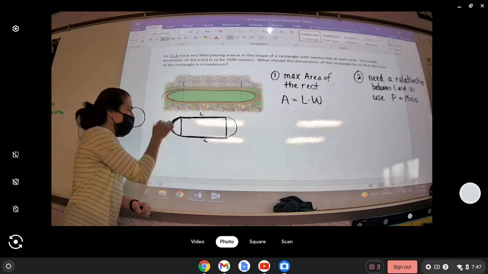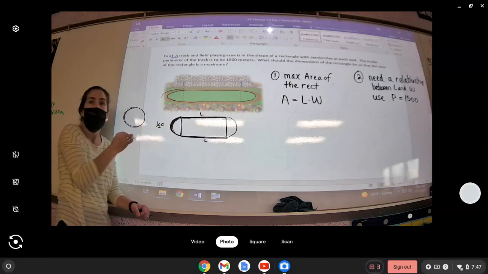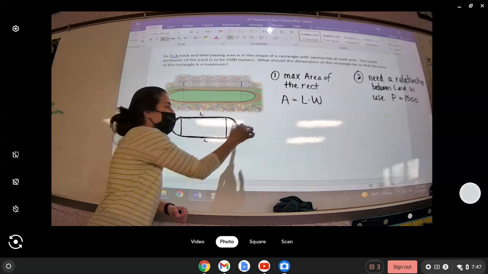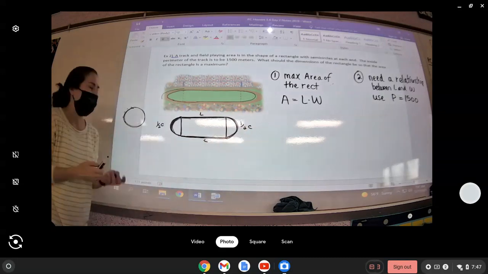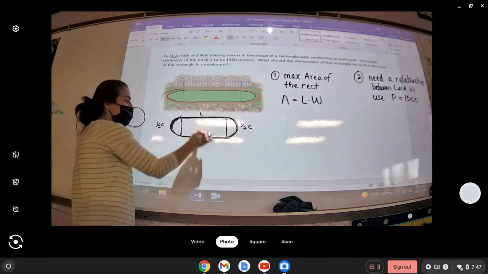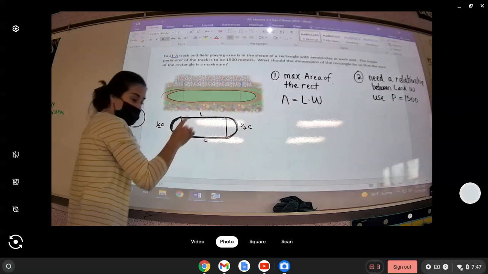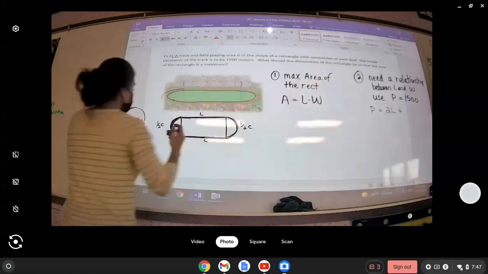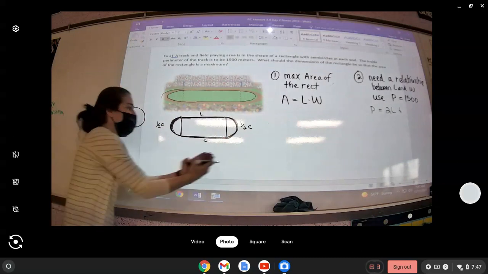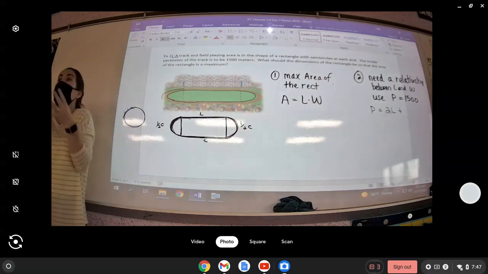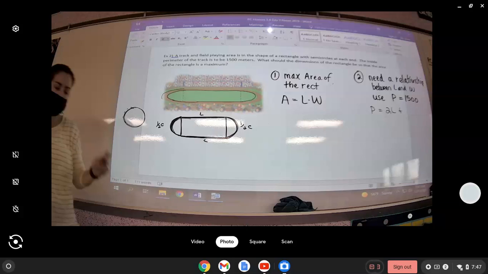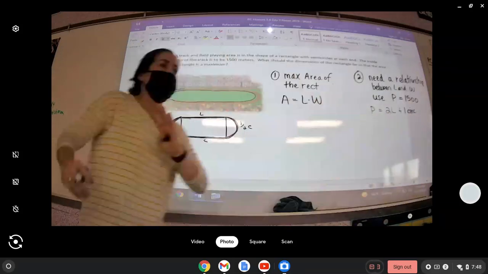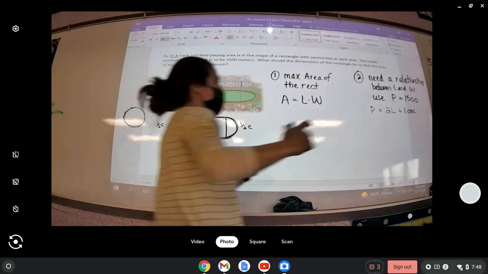So isn't this like half of a circumference right here? And then this side, you're using another what? Another half of a circumference. So at the end of the day, the perimeter is going to be equal to how many L's added together? 2L. Plus, if you have half a circumference plus half a circumference, you're actually using a what circumference? One whole circumference. One circumference. Got it.